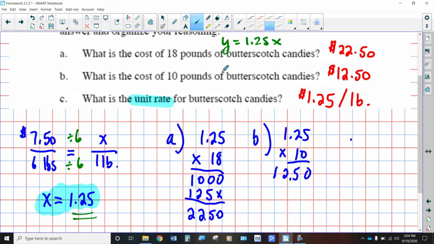And in this case, we don't have to do any division. We don't have to figure out how many pounds you could get for $30. We're not doing that kind of problem. So you plug in 18 here, and 18 times $1.25 is $22.50. You plug in the 10 here. The amount of butterscotch candies would be 10 times $1.25, which is $12.50.